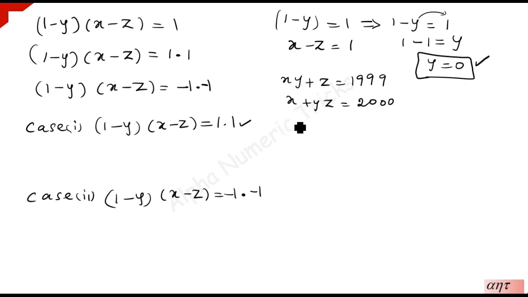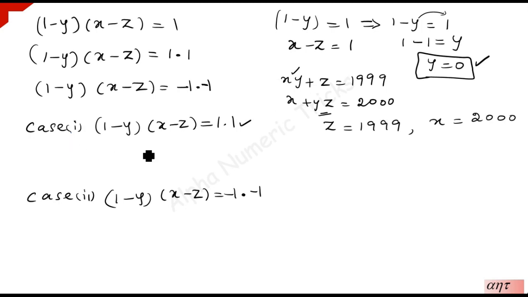So when you're substituting, y is equal to 0, so 0 plus z, so z is equal to 1999. And when you substitute y is equal to 0 here, this term becomes 0, so x is equal to x plus 0, so x is equal to 2000. When you substitute in this equation, this becomes 0, because 0 into any number becomes 0. So the z value you can get. And in the other equation, y into any term becomes 0, so the x value you can get.